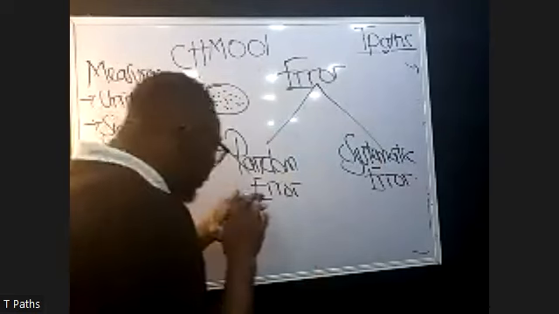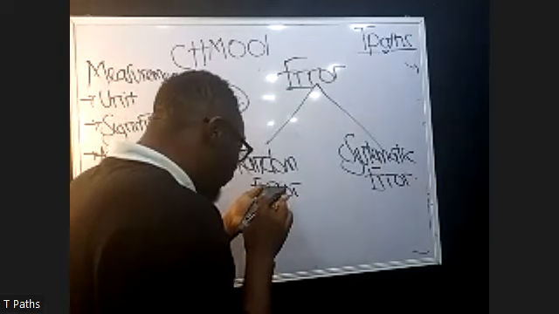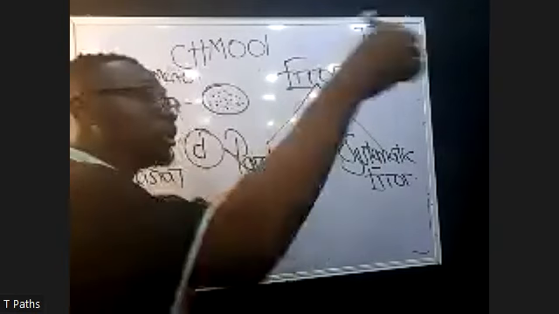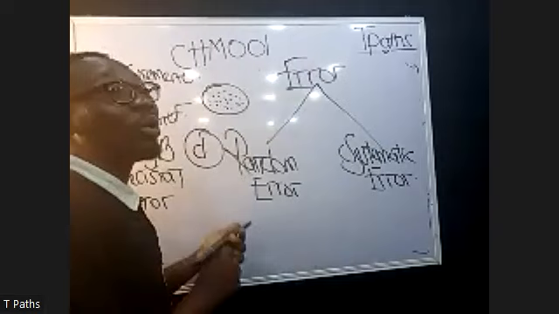So now the question is asking us that the type of error that can be traced to a defect in the measuring instrument is known as what? Systematic error. Measuring instrument. Yes.